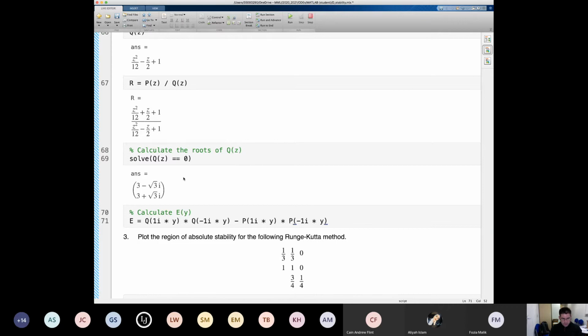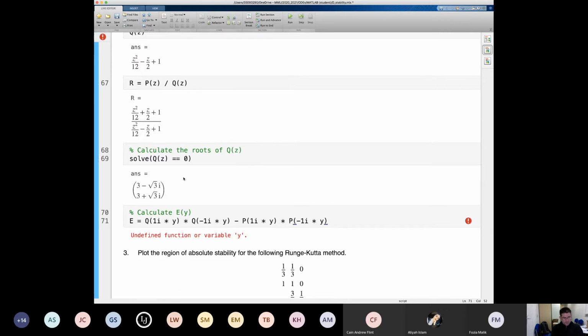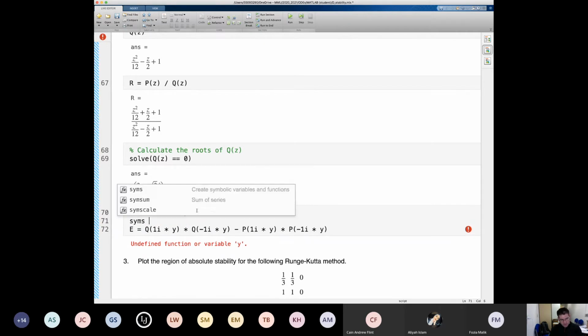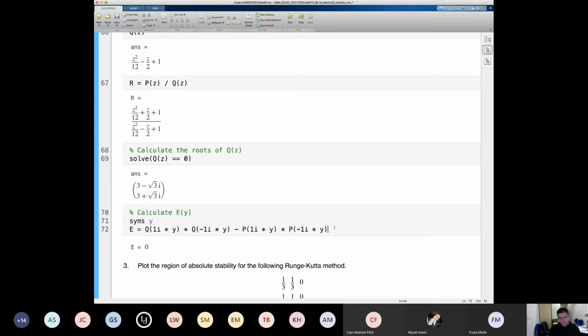Okay, so if we run that, it's moaning about y because I haven't defined the symbolic variable y. So I do syms y, and then it will symbolically determine what E is. Right, so you can see here, E is 0. So this still satisfies that second criterion. The second criterion was that E was always greater than or equal to 0. So the fact that this is 0 means that the second criterion is passed. And we saw here that the first criterion is passed. Therefore, we have what's called an A-stable method.